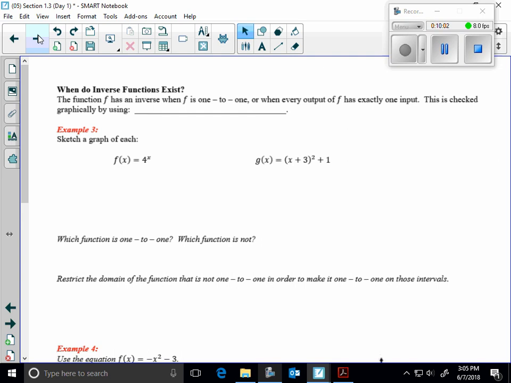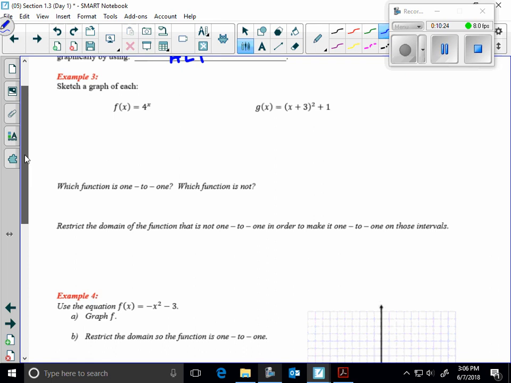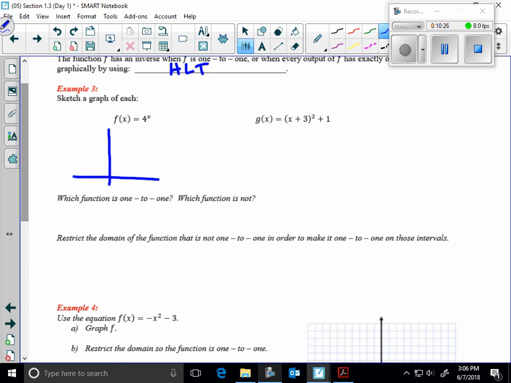All right, when do inverse functions exist? The function f has an inverse when f is 1 to 1, or when every output of f has exactly one input, meaning they're unique outputs. This is checked graphically by using the horizontal line test. So if I were to sketch 4 to the x, 4 to the x looks like this. Every exponential in this form goes through the point (0, 1). All right, and it looks like this.